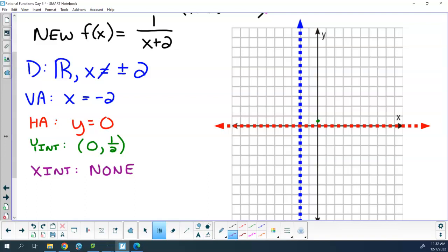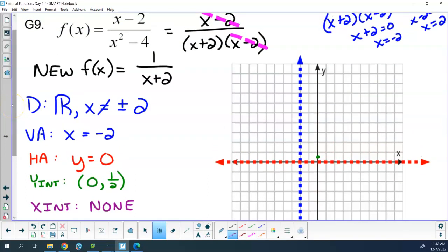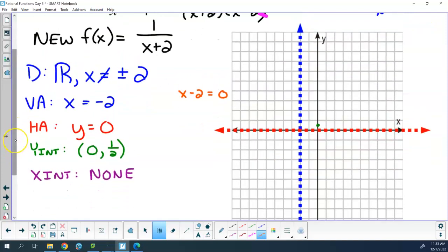Okay. Now here's where step 5 comes in. Step 5 says, way back up here, we factored out x minus 2. So I'm going to take x minus 2 and set it equal to 0, and that gives me x equals 2. So my hole is going to be at 2 comma something.